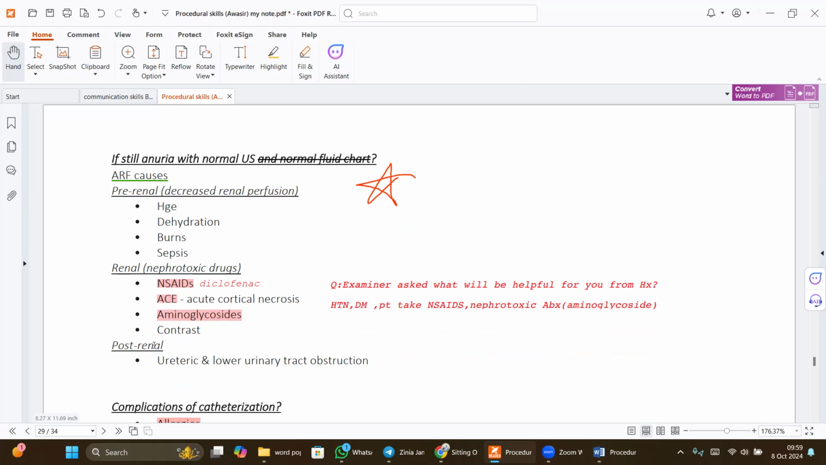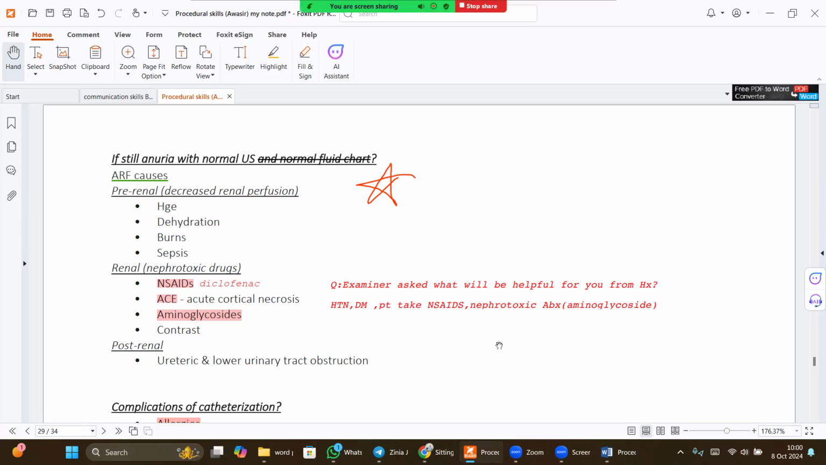Also contrast. Acute renal cause: NSAIDs, especially diclofenac. ACE inhibitor causes acute cortical necrosis, aminoglycosides, and contrast. Post renal: ureteric and lower urinary tract obstruction.